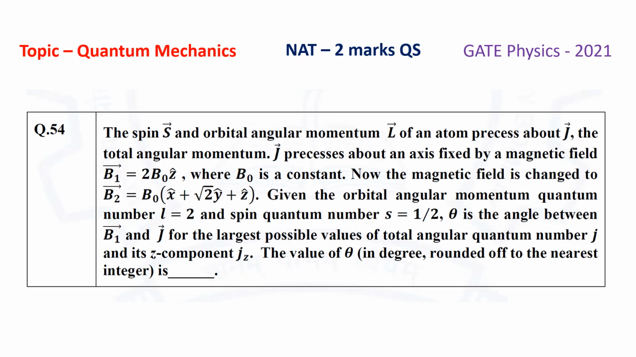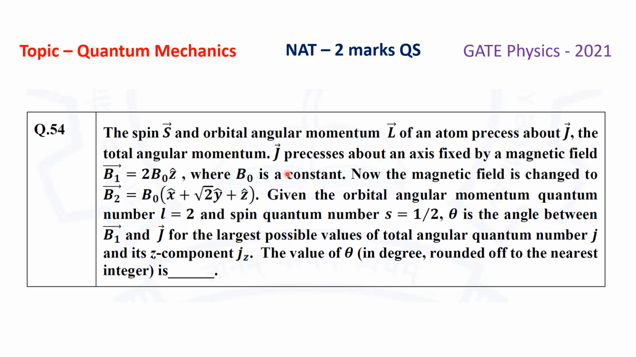This question is from the GATE Physics paper 2021. This is a numerical answer type question having 2 marks. The topic of the question is quantum mechanics. The question is, the spin S vector and orbital angular momentum vector, that is L vector, of an atom precesses about the total angular momentum vector, that is J vector.